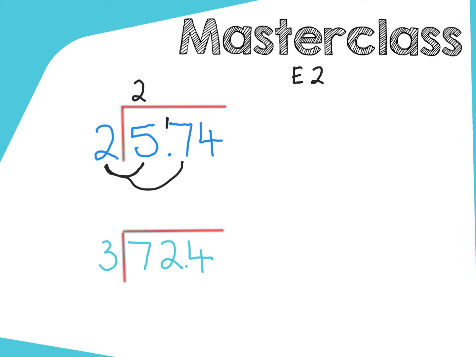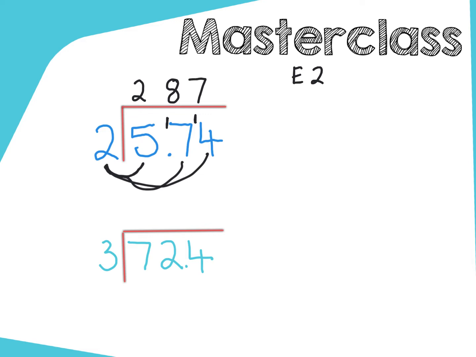How many 2s are there in 17? Well, if I know my times tables pretty well, I could say there are 2 8s in 16. So I'm going to say there is 8, remainder 1. Two 8s are 16. And then how many 2s are there in 14? Well, straight away, I know that there are 7 2s in 14.